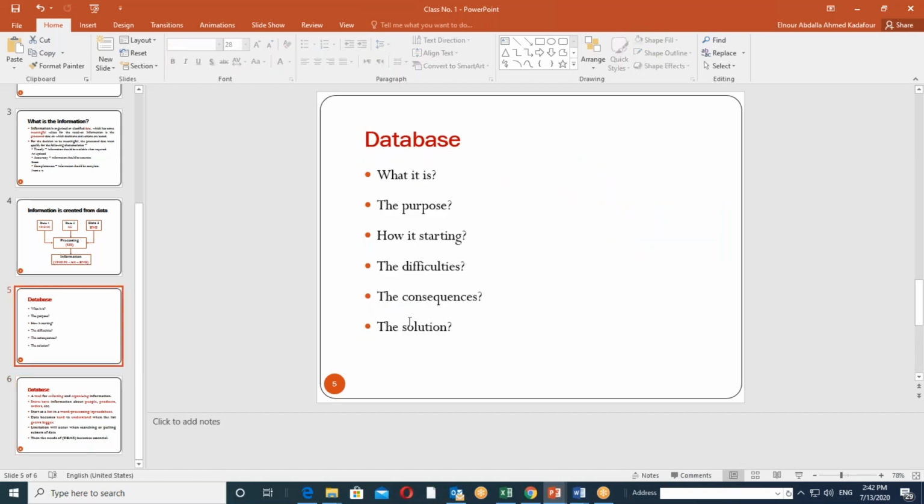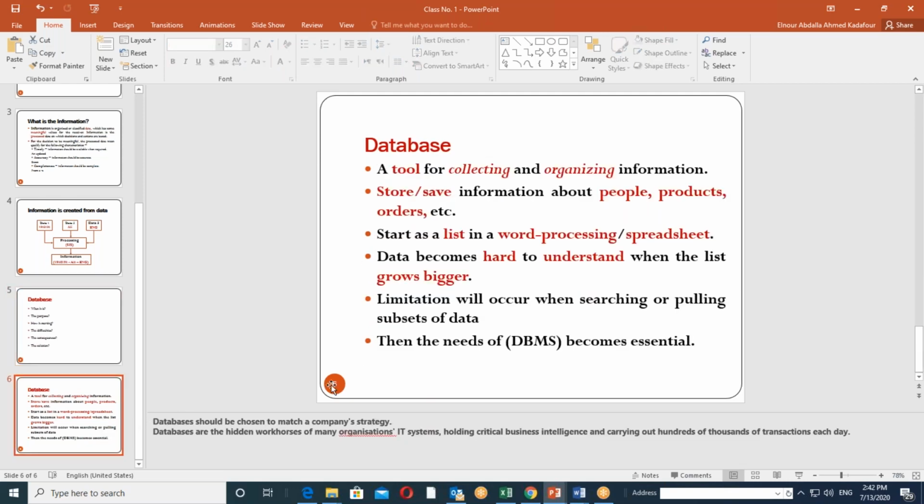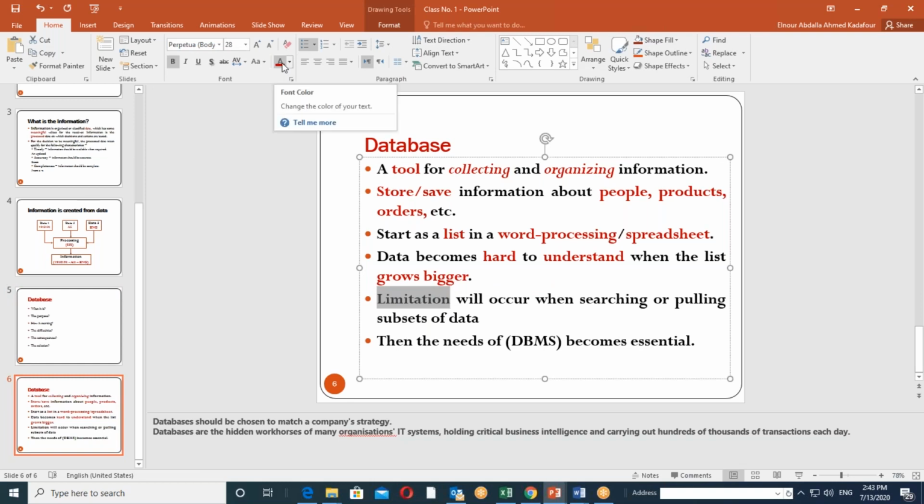Where will it take us? The consequences, we call it a dead situation. It means this is the limit. We cannot move behind that, so we call it limitation. Limit means we cannot go behind that. For example, right now I'm inside my office.